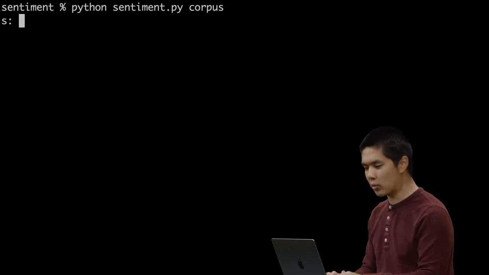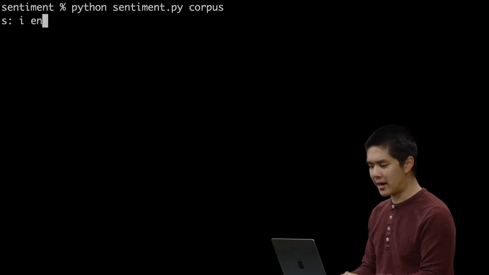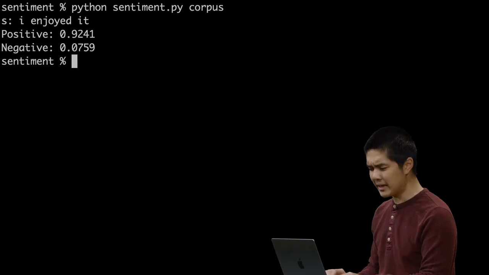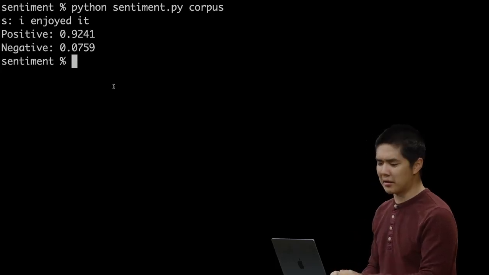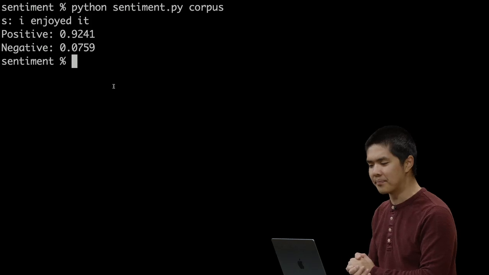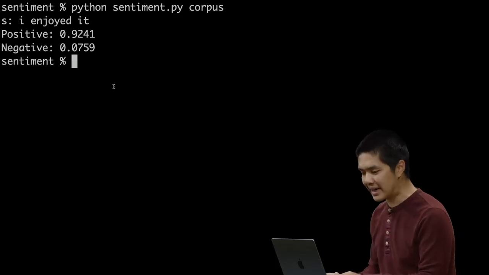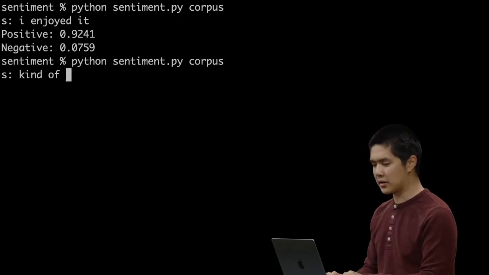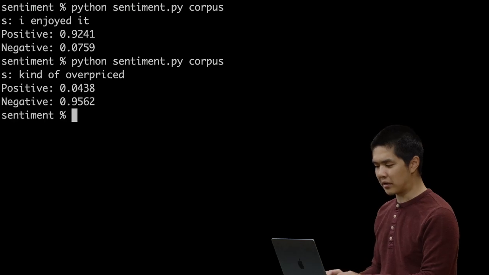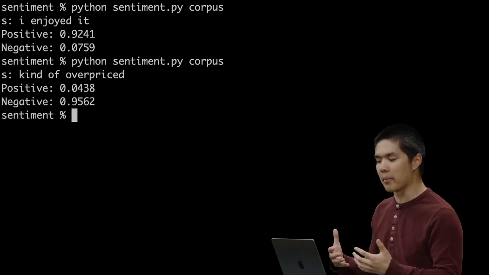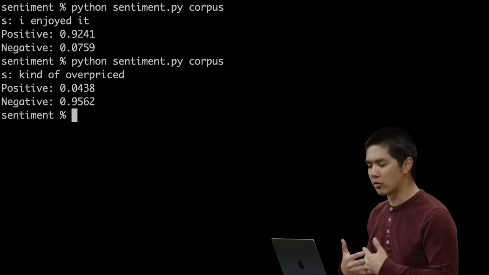And we need to provide it with a review. So I'll say something like, I enjoyed it. And we see that the classifier says there's about a 0.92 probability that we think that this particular review is positive. Let's try something negative. We'll try kind of overpriced. And we see that there is a 0.96 probability now that we think that this particular review is negative.